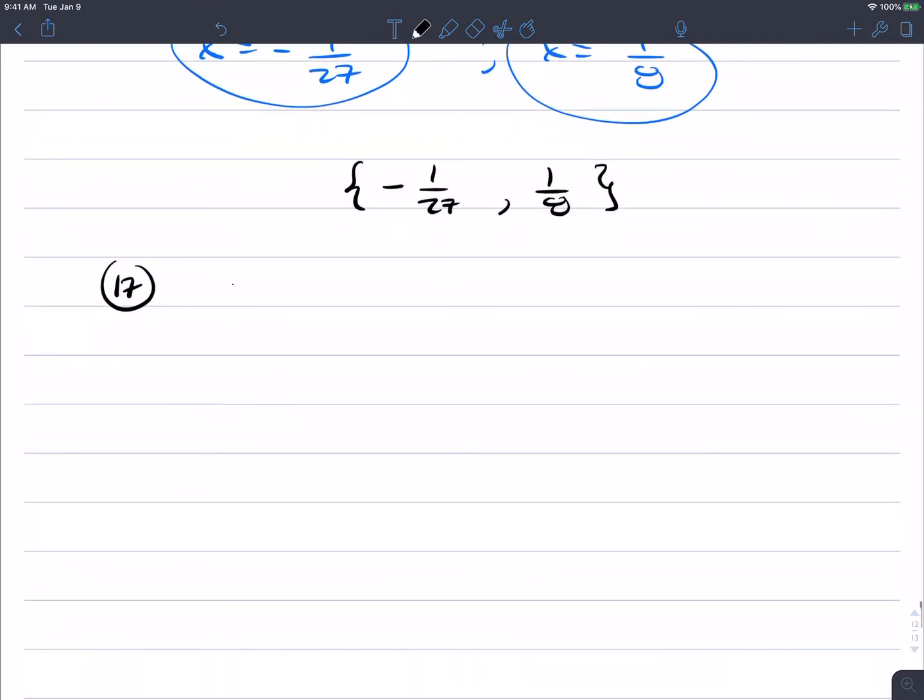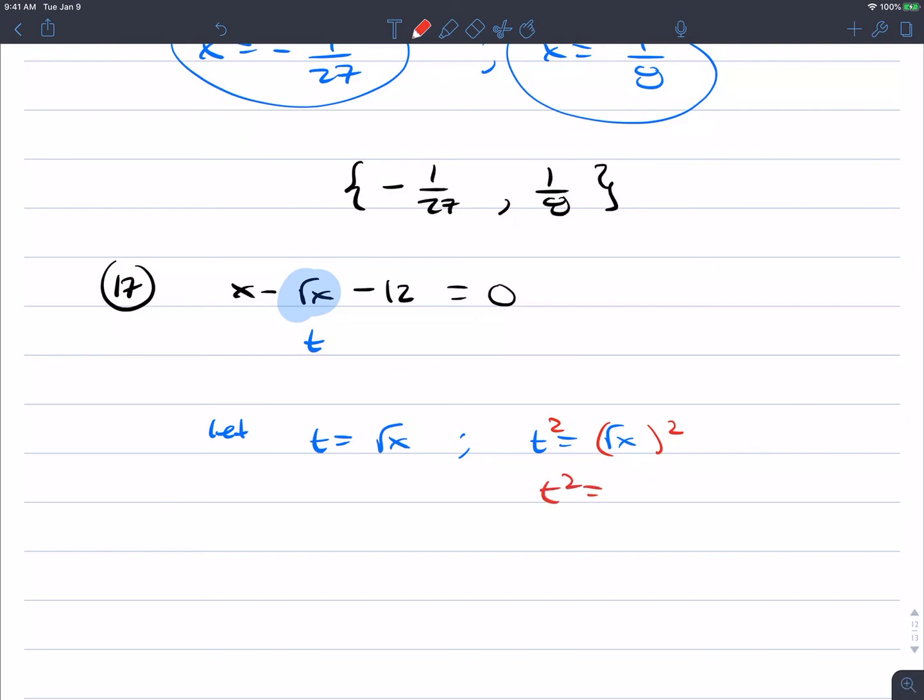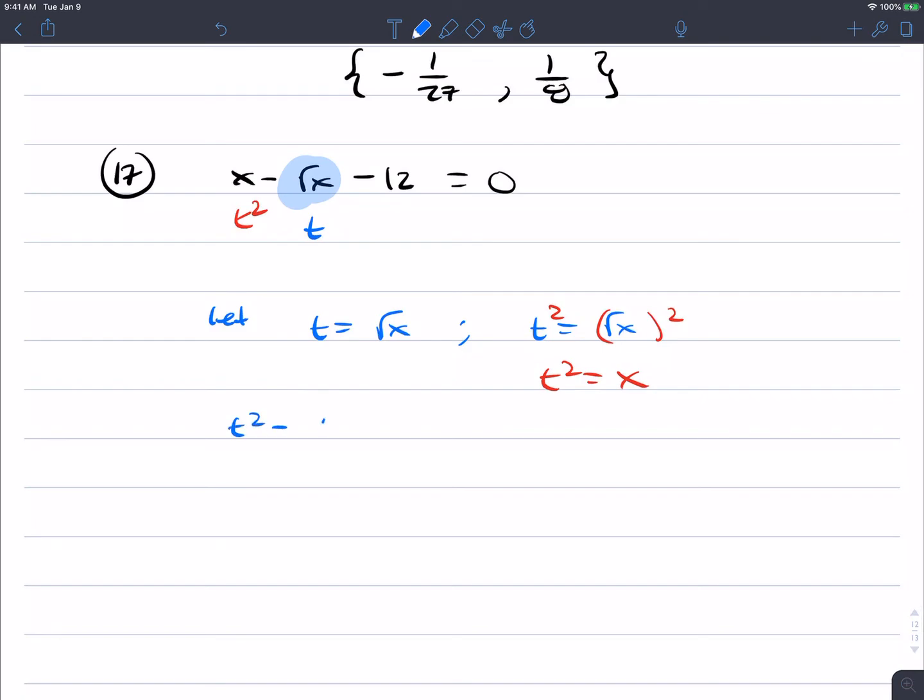Number 17. x minus the square root of x minus 12 is 0. Now here, our substitution is going to be for this t here. So we're going to let t be the square root of x. What we'll do now is square both sides. And we get t squared is the square root of x times the square root of x, which is just x. So this will be my t squared term. So we end up now with t squared minus t minus 12 is 0.